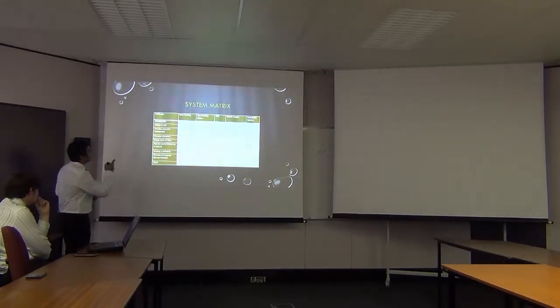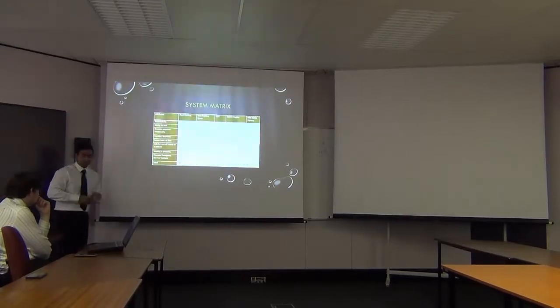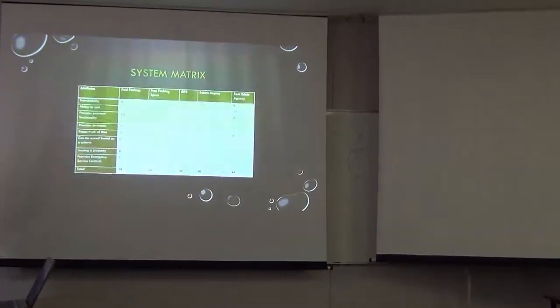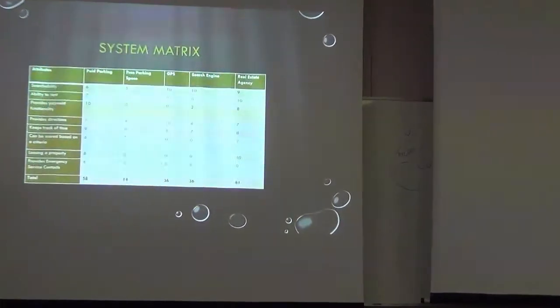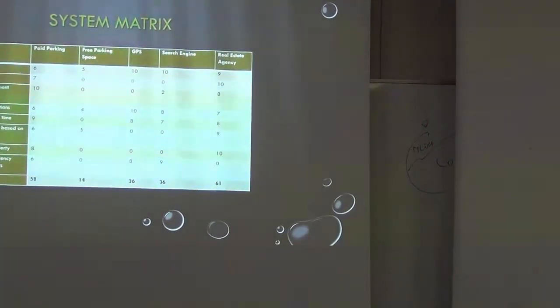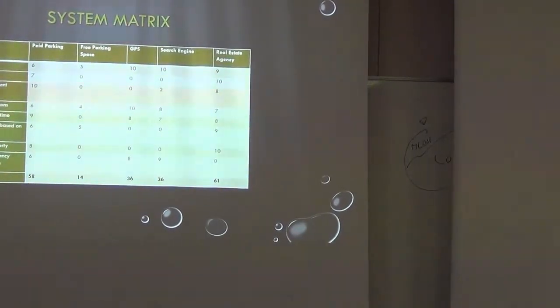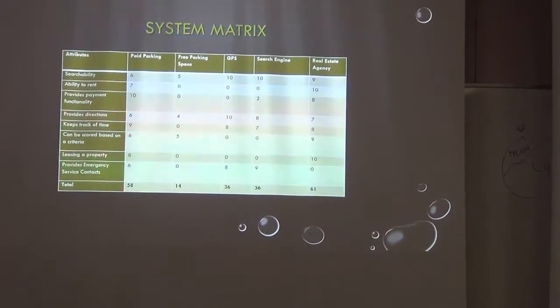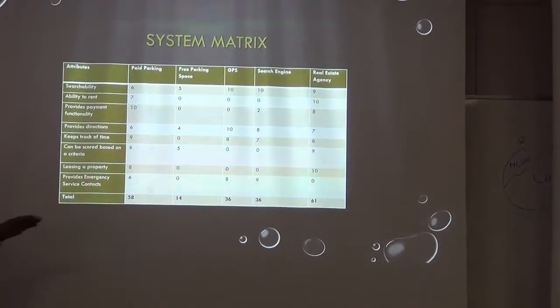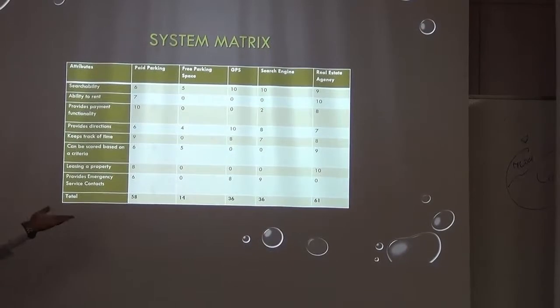We have our metaphors on the top and the attributes. The attributes are selected based on each metaphor. So for instance, paid parking has payment functionality up here, and we did this for all of the metaphors, and then we ranked them from 0 to 10, where 0 is basically the lowest and 10 being the highest. After that, we tallied up the totals and we came up with these totals at the bottom.